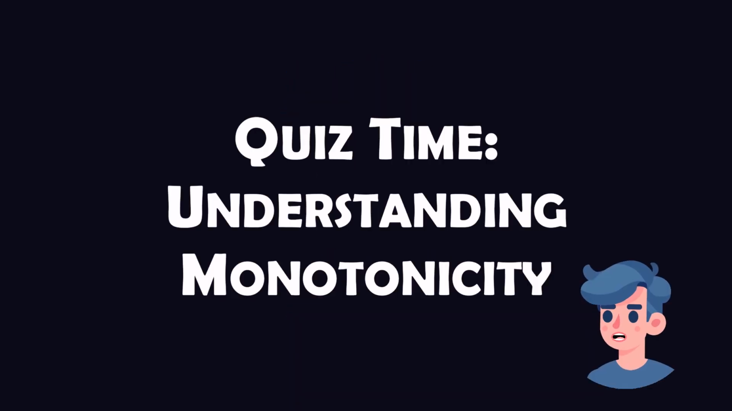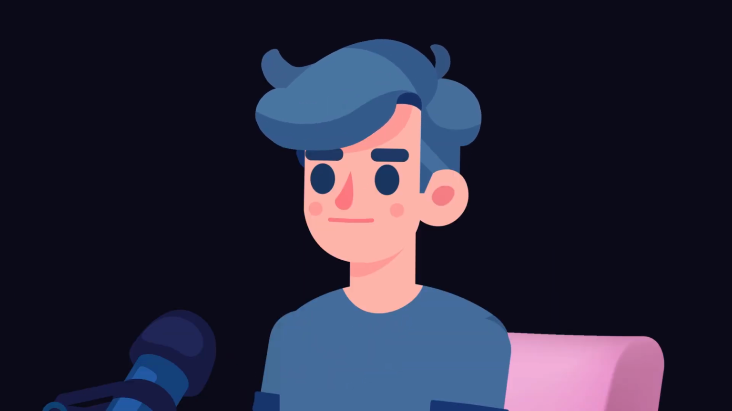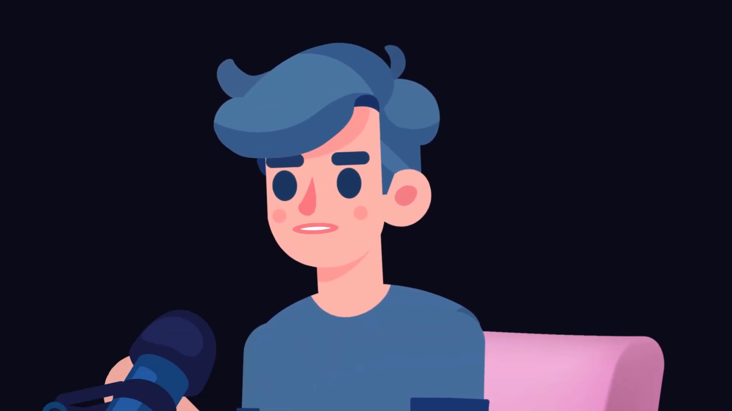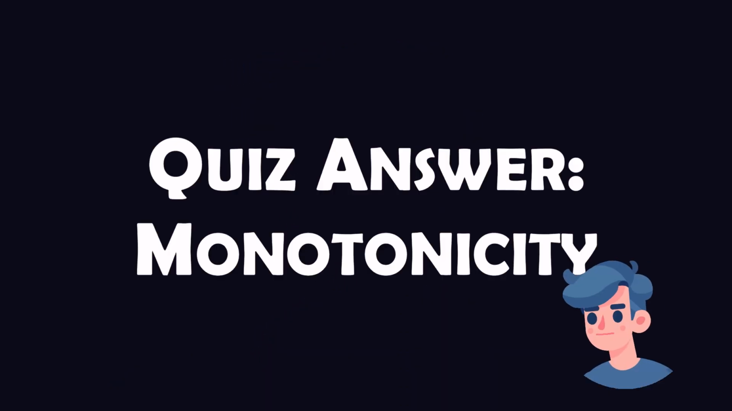To test your understanding, let's go through a quick quiz. Question 1. If Portfolio A has losses that are always worse than Portfolio B, which coherent risk measure property applies? The correct answer is monotonicity. Remember, it ensures that higher losses translate into higher risk.